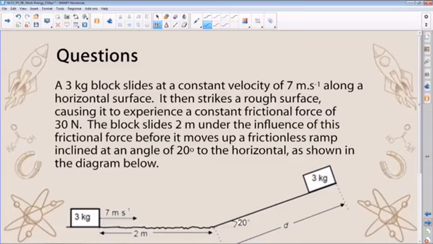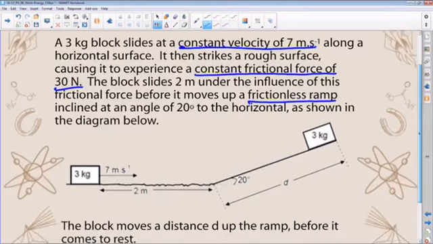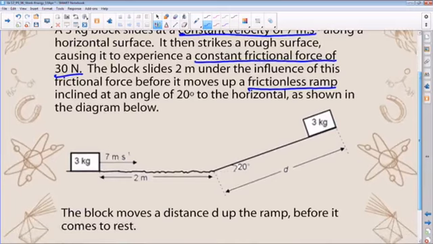I'm going to go through it with you, just to give you an idea of what's happening in the question, and then I'm going to give you some time to answer it. So we have a 3-kilogram block, which slides at a constant velocity, that's important, along a horizontal surface. It then strikes a rough surface, that means there's friction, causing it to experience a constant frictional force of 30 newtons. The block slides 2 meters under the influence of this frictional force before it moves up a frictionless ramp inclined at 20 degrees to the horizontal as shown in the diagram. The block moves up a distance d up the ramp before it comes to rest.